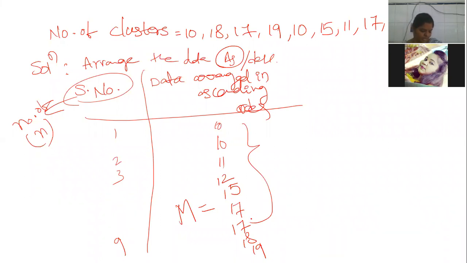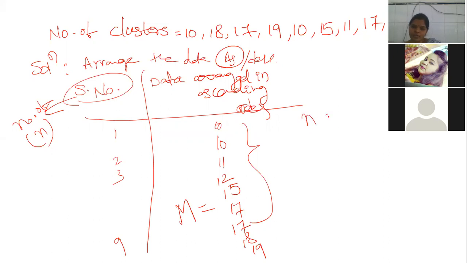What's the answer? Median. Use the formula and calculate it. Don't tell directly. The formula is n plus 1 by 2. Here we have 9 observations, right? So 9 plus 1 is 10, by 2 is 5.